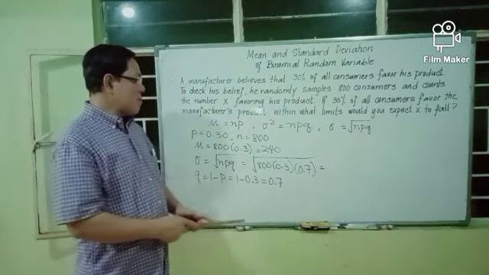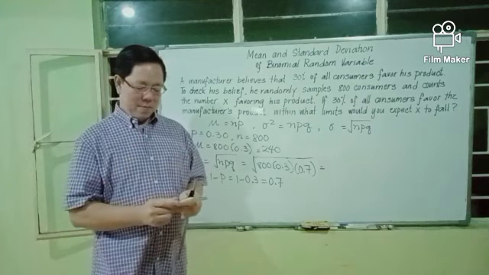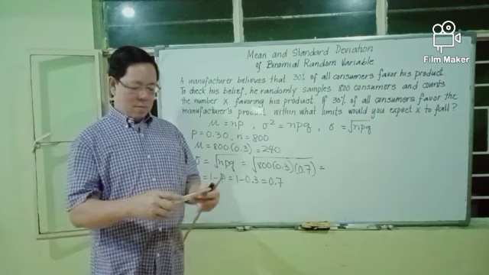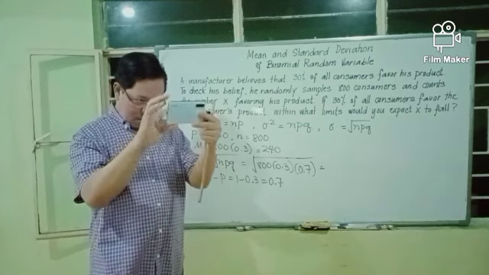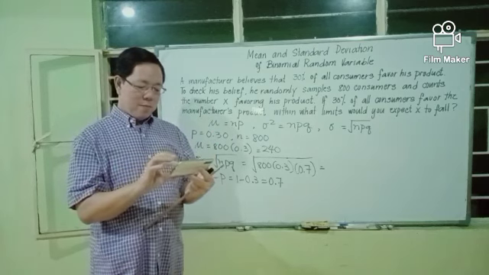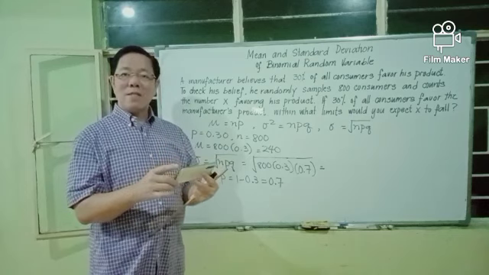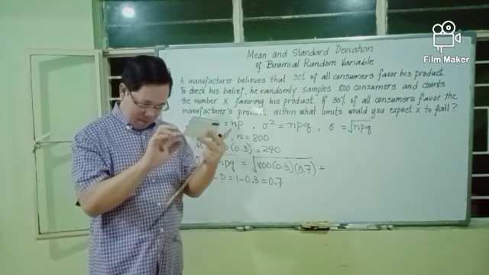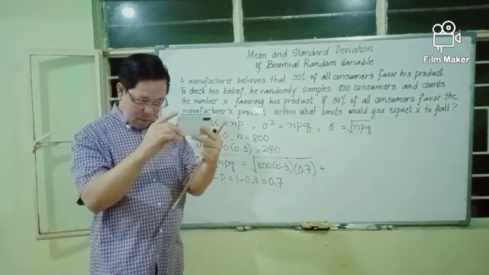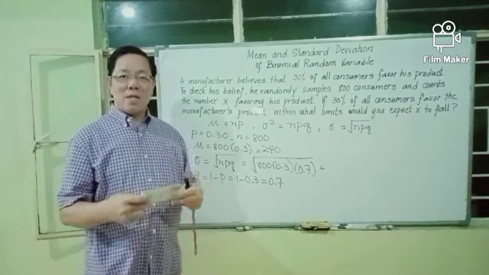And we compute this value using our calculator. We have the square root of 800 times 0.3 times 0.7. And to 2 decimal places, you should get 10.88.